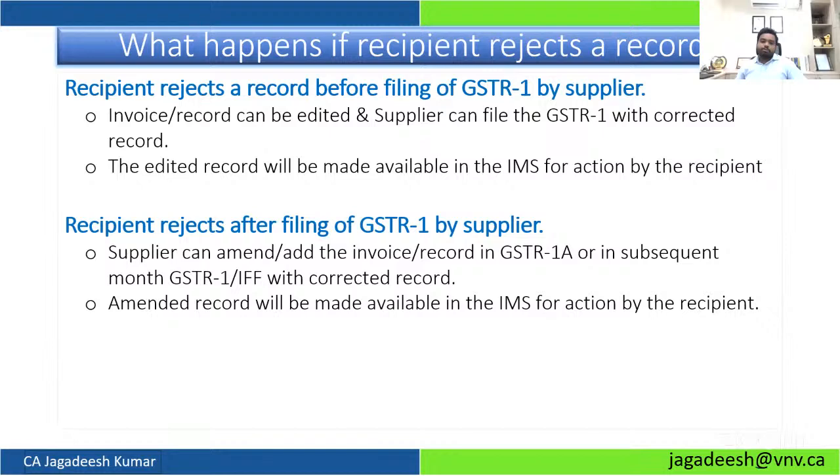So this amended record will be made available. I will take a small example. In the month of October, my supplier has reported one invoice and I have rejected it on the 17th. That is after filing of GSTR 1 by the supplier. What has my supplier done? My supplier has amended the record in GSTR 1 in the same month. Again, after amending it through GSTR 1A, that will get reflected in my next period. That is, in the November month IMS, that amended record will get reflected. In the month of November, I can take the action on the record.